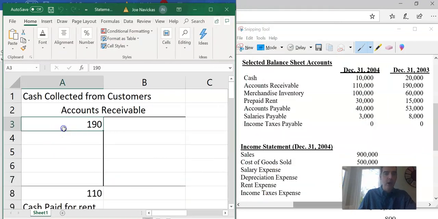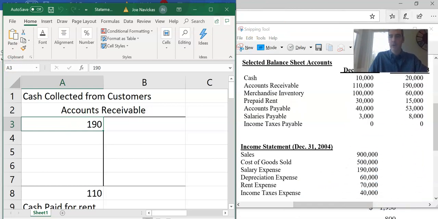All right, so what I ask myself is we're looking at cash collected from customers. So what's the control account I'm going to use? I'm going to use the accounts receivable because that represents the cash collected. So I'm going to plug in the beginning and ending number.